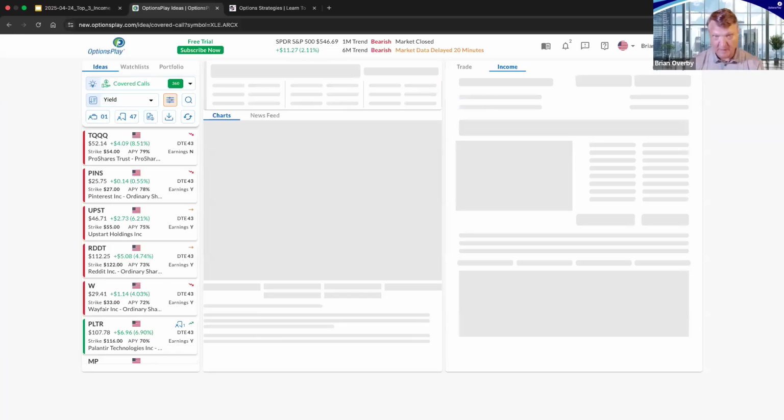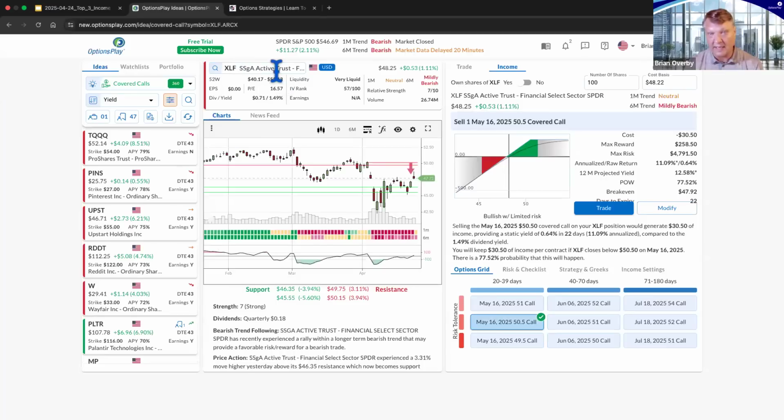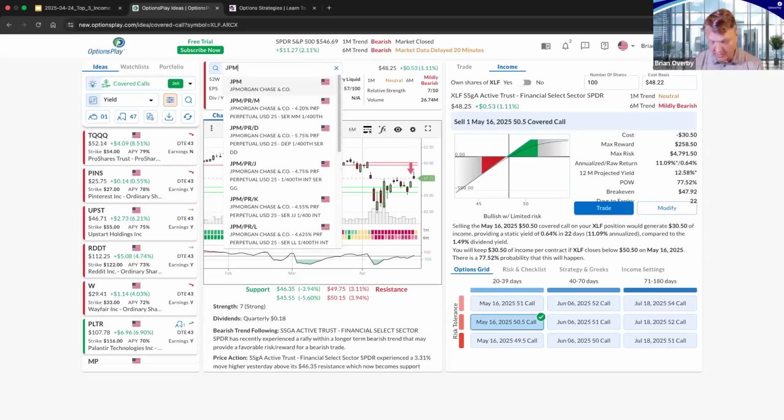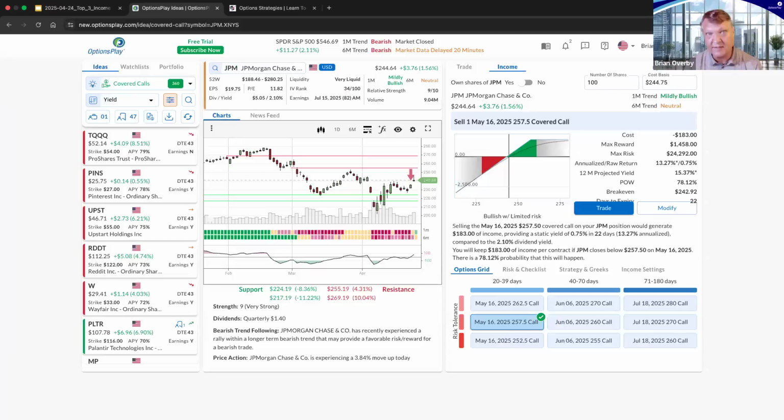Bank of America's in there, like JP Morgan is an expensive underlying, and I might not be able to buy 200 shares of JP Morgan, right? But I can buy the XLF and it has representation in JP Morgan. And that's the best answer I can give you.